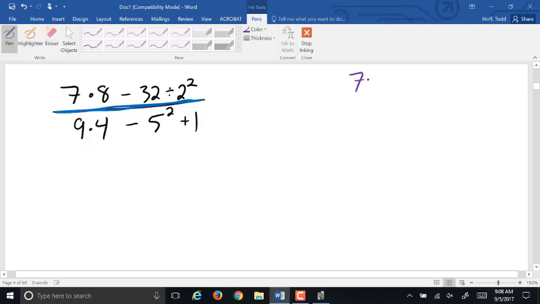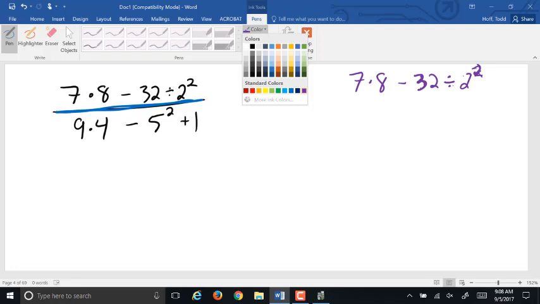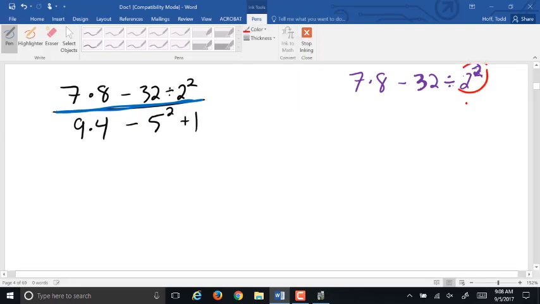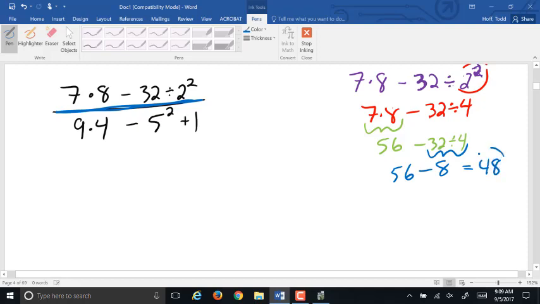So let's do everything on top first. I'm going to have to rewrite that over here so I can work on it. What part do I have to do first here? The exponent. The 2 squared, which is 4. So next is multiplication and division. We're going to go left to right. 7 times 8, 56. 32 divided by 4, 8. So 56 minus 8 is 48. So the top of this is 48.